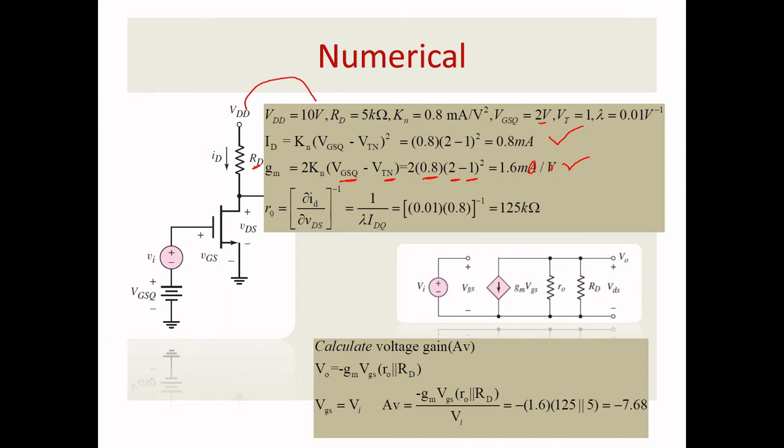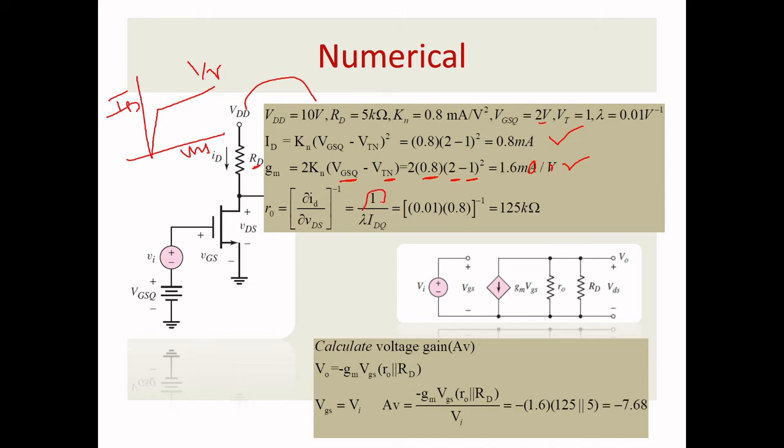R0, how will you calculate the output resistance? It is the change of VDS by the change of ID. Here it is 1 by R when you see the graph, because the graph is marked for ID versus VDS. Whatever slope you are seeing, that is 1 by R. That's why it was written as an inverse.